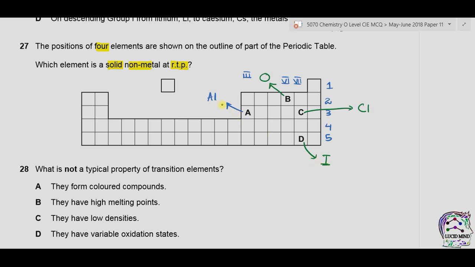Now A is aluminum and aluminum is a solid metal, so therefore A is incorrect. B is oxygen and oxygen is not solid, it is in gaseous form, so it is also incorrect. Again chlorine is also in gaseous state, while iodine is the only element that is a solid non-metal at room temperature and pressure. Therefore the correct answer is D.